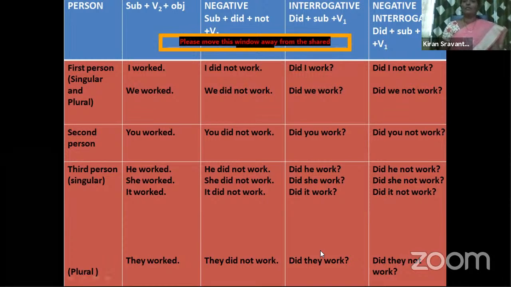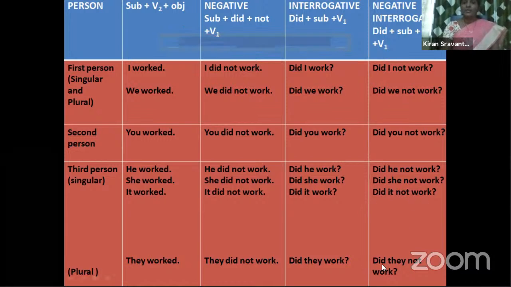And coming to the negative interrogative form, so, did I not work? Or we can also say, didn't I work? And did we not work? Or didn't we work? Or didn't you work? Or didn't he work? Didn't she work? Didn't it work? Didn't they work? So in that way, we frame the negative interrogative.